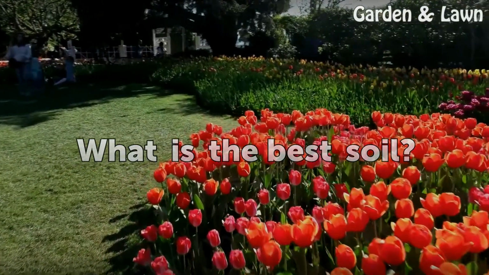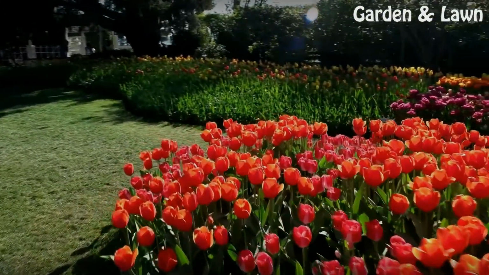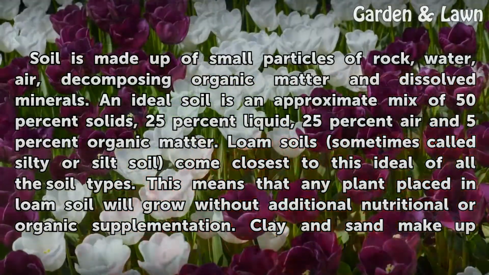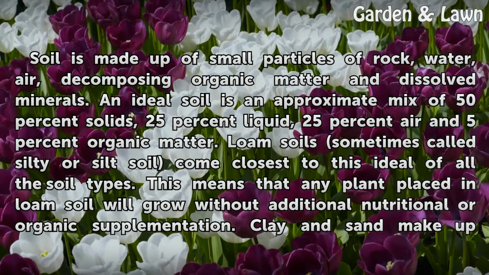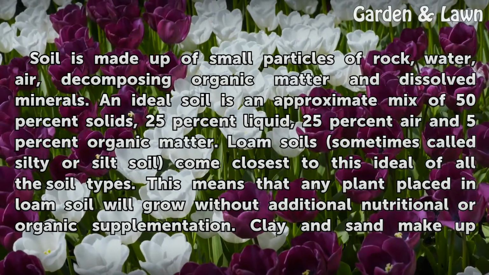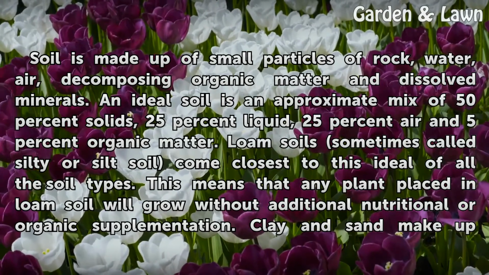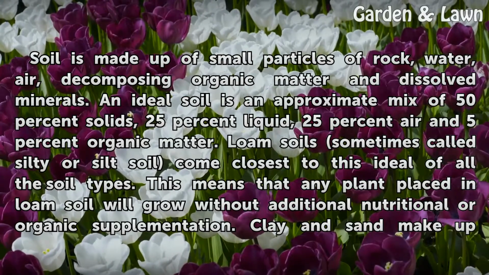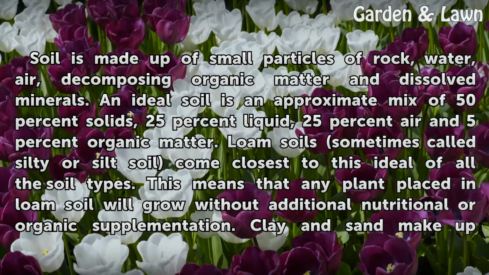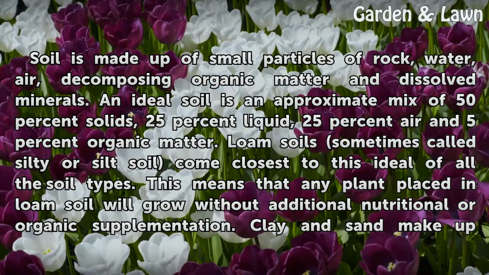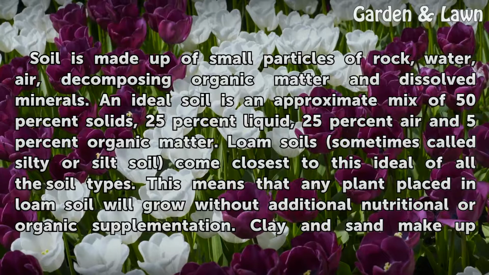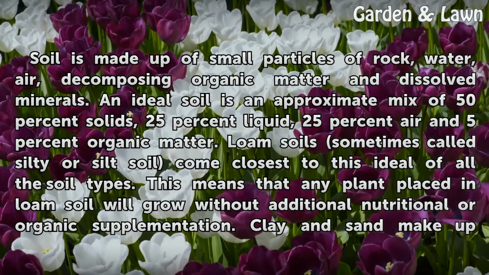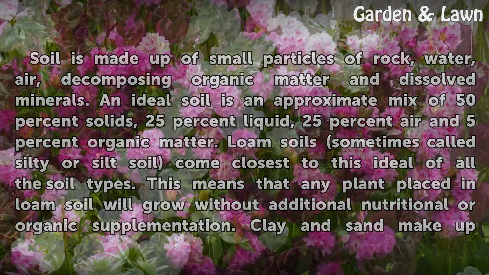What is the best soil? Soil is made up of small particles of rock, water, air, decomposing organic matter and dissolved minerals. An ideal soil is an approximate mix of 50% solids, 25% liquid, 25% air and 5% organic matter. Loam soils, sometimes called silty or silt soil, come closest to this ideal of all the soil types. This means that any plant placed in loam soil will grow without additional nutritional or organic supplementation.